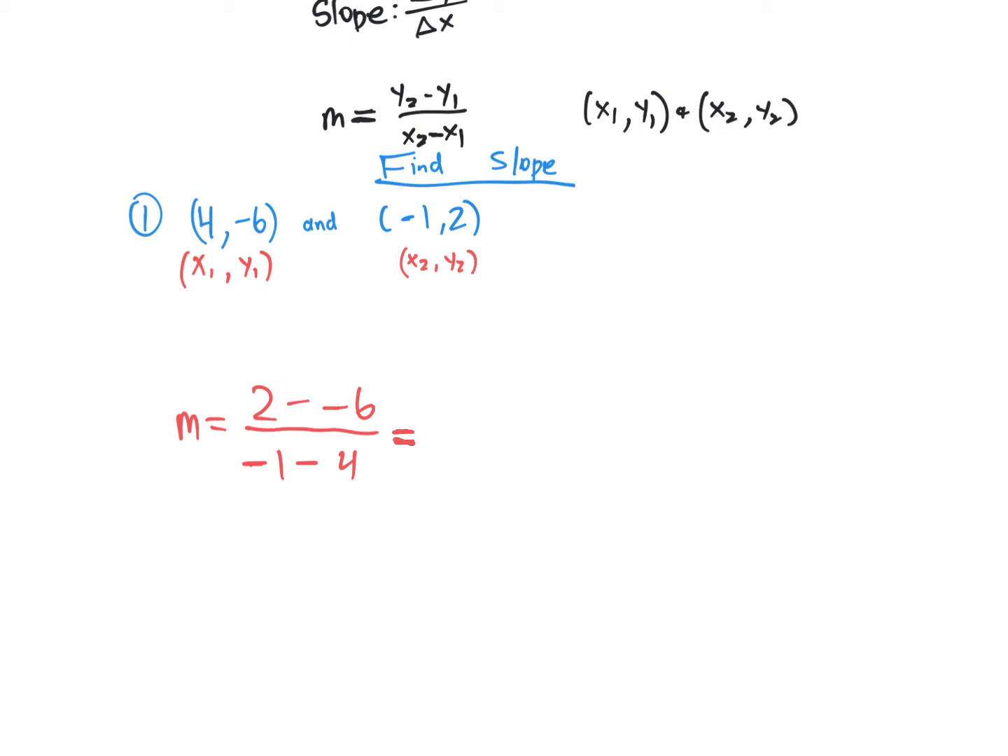So 2 minus a -6 is 8. 2 minus -6 is 2 plus 6, which is 8. And then a -1 minus 4. So if you owe me $1, then you owe me 4 more. You owe me a total of $5. So the slope to this line is -8/5. So my m would equal -8/5.